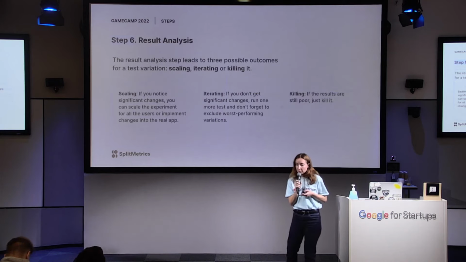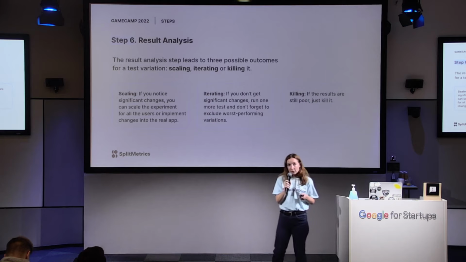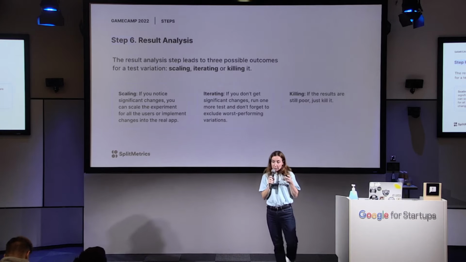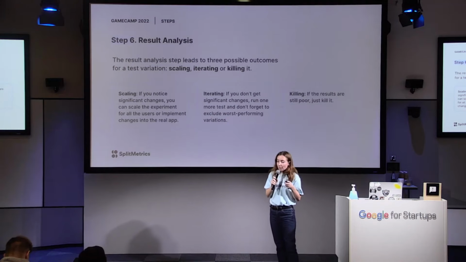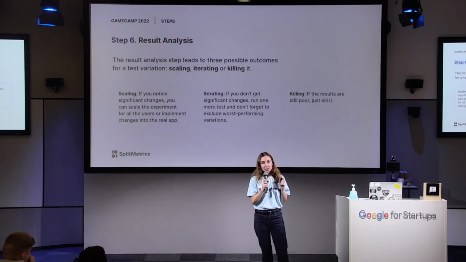Step number 6, result analysis. Here you actually have 3 options: killing, iterating, or scaling. Killing is the easiest part. If you don't see significant changes in your test, just kill it and relax. If you see changes but they're not significant, you could run one more iteration. Or if you want to be sure about the changes, you could run several iterations.